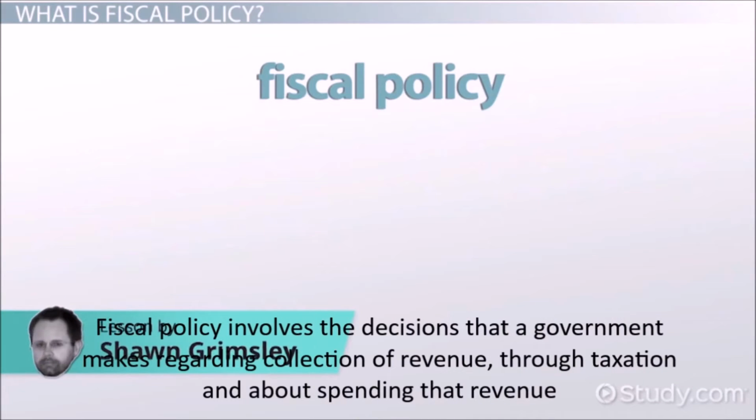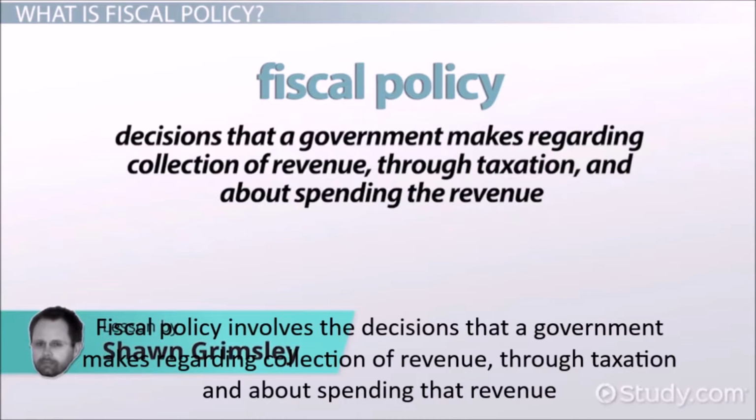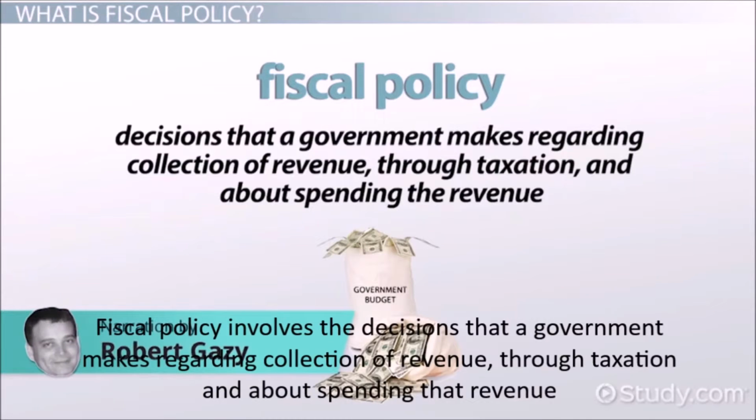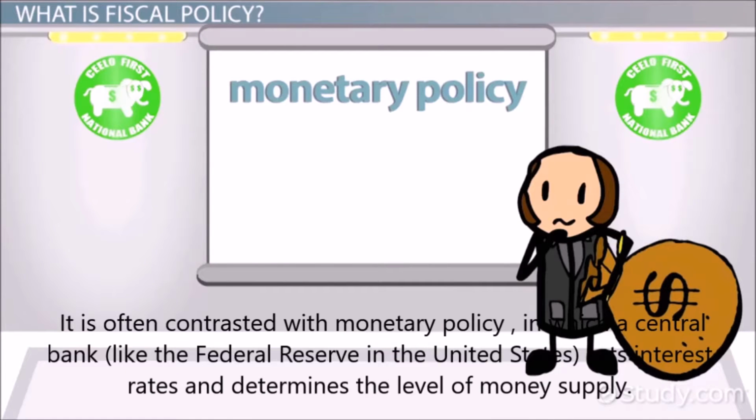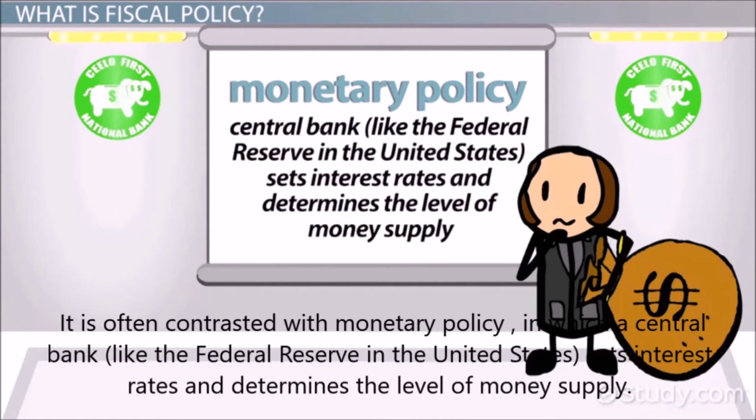Fiscal policy involves the decisions that a government makes regarding collection of revenue through taxation and about spending that revenue. It is often contrasted with monetary policy, in which a central bank, like the Federal Reserve in the United States, sets interest rates and determines the level of money supply.